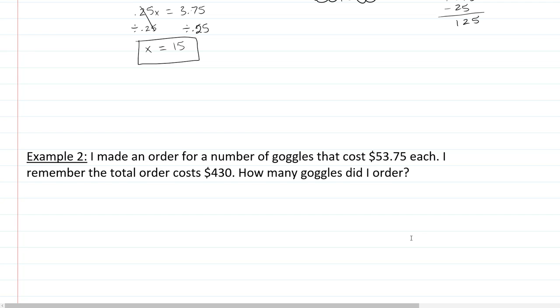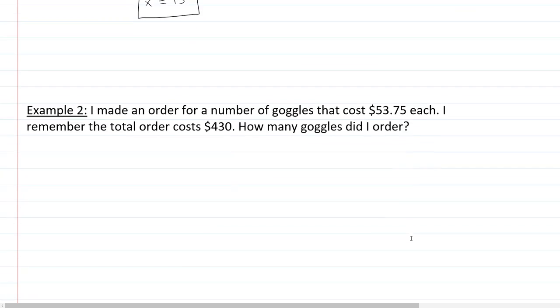Example 2. I made an order for a number of goggles that cost $53.75 each. I remember the total order cost $430. How many goggles did I order in total? So I want to set this up as an equation. So $53.75 times the number of goggles equals the total cost, $430.